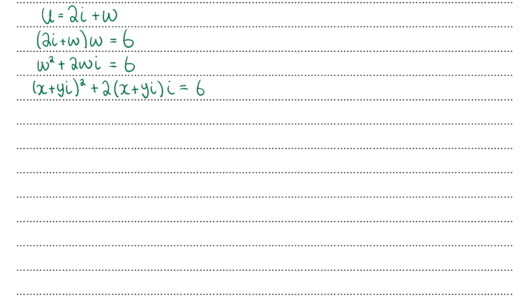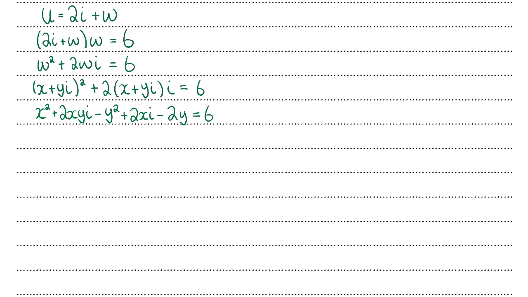Expanding the brackets gives us x squared plus 2xyi, and then we have y squared i squared, and when i is squared, you get negative 1, so it becomes negative y squared. For the other brackets, we get 2 times x times i, and the other one will be 2 times y times i squared. i squared is negative, of course, so it turns into negative 2y equals 6.